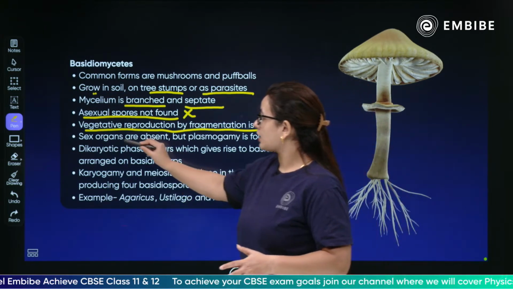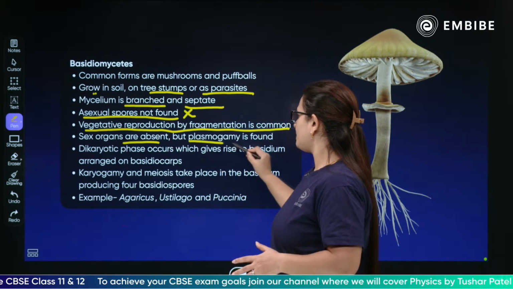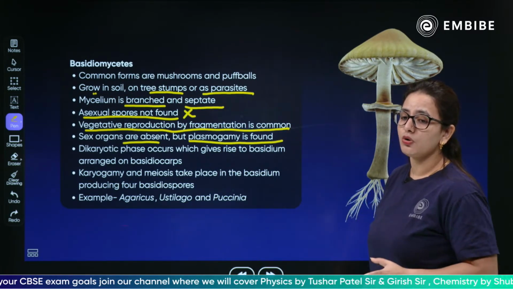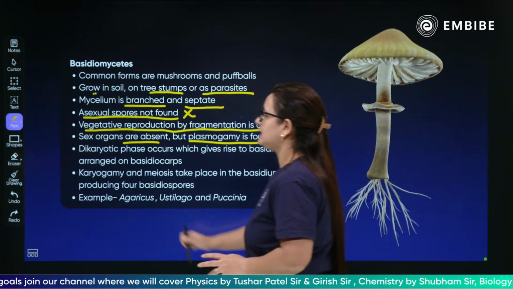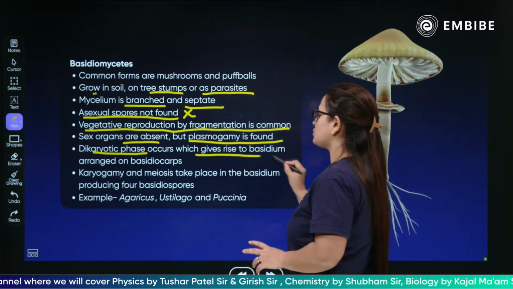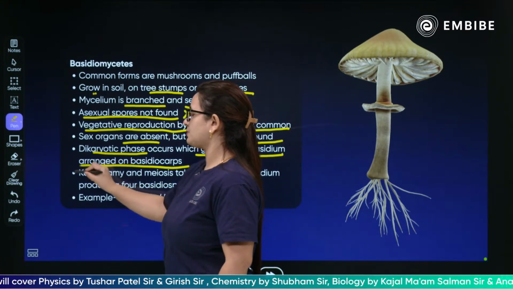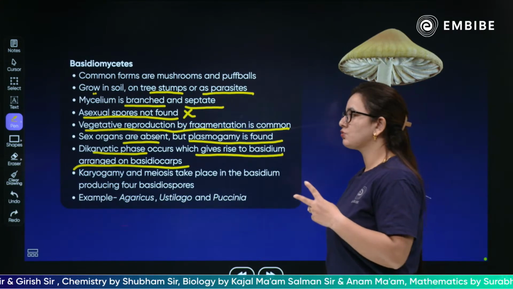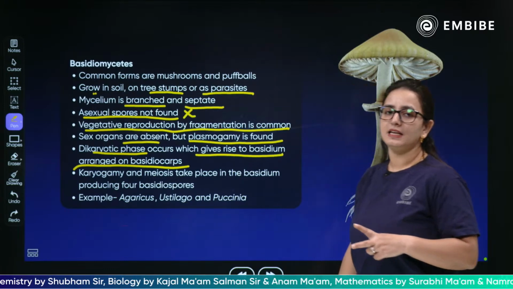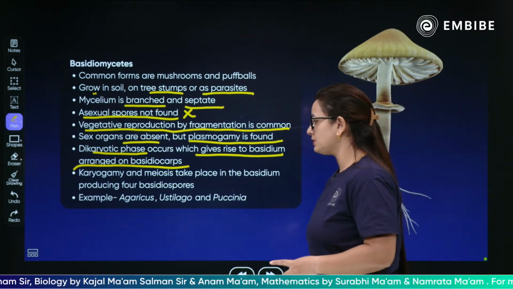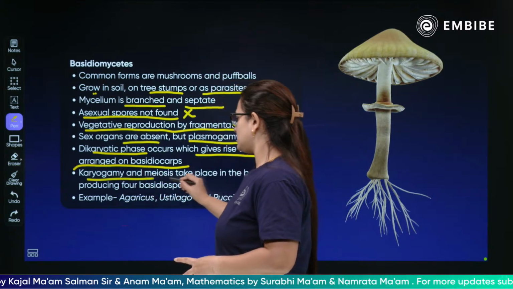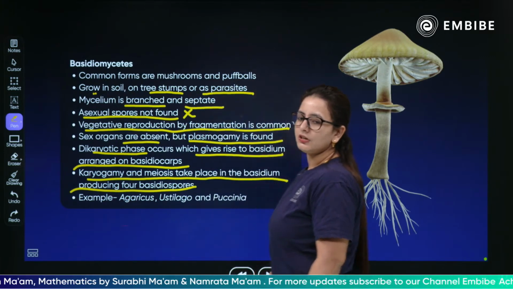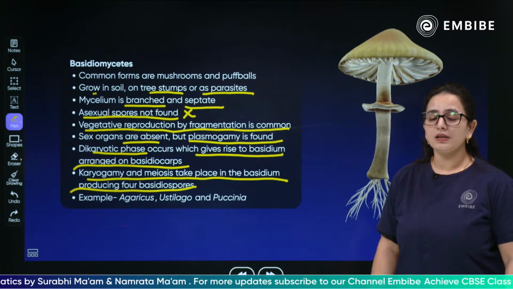The sex organs are absent, but plasmogamy takes place. Yet, a dikaryotic phase occurs, meaning a two-nucleated stage, which gives rise to the basidium arranged on the basidiocarps, which will produce basidiospores. Karyogamy and meiosis take place in the basidium, producing four basidiospores. So, children, karyogamy is the fusion of nuclei, yes or no?